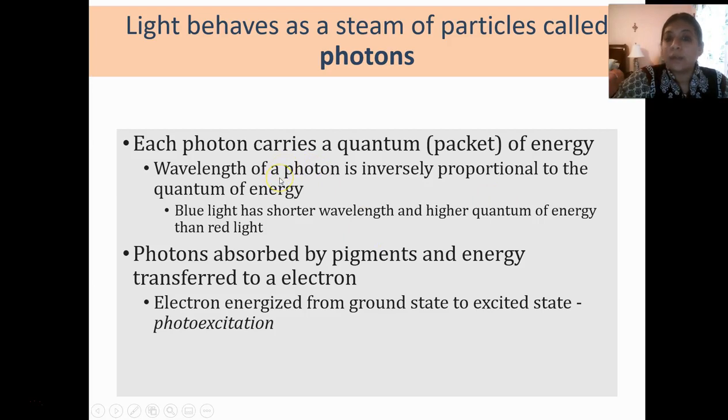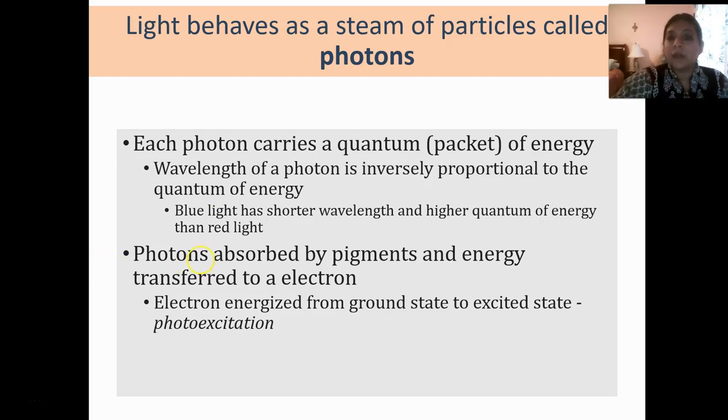The wavelength of a photon in general is inversely proportional to the quantum of energy. So the shorter wavelengths are going to provide higher quantums of energy, and the longer wavelengths are going to provide less energy per unit. Blue light, for example, has a shorter wavelength than red light, so it's going to provide a lot more energy per unit than red light would.